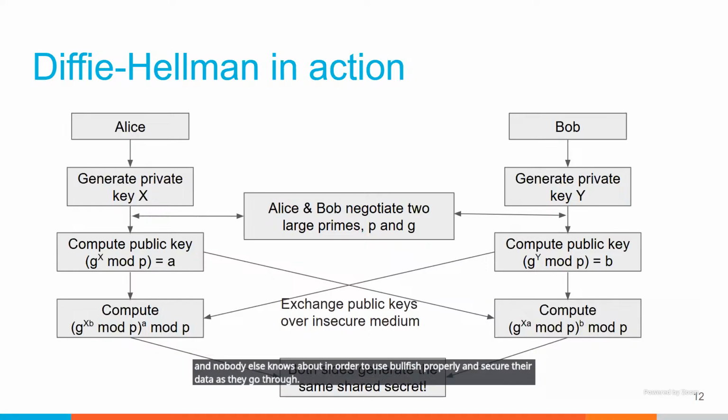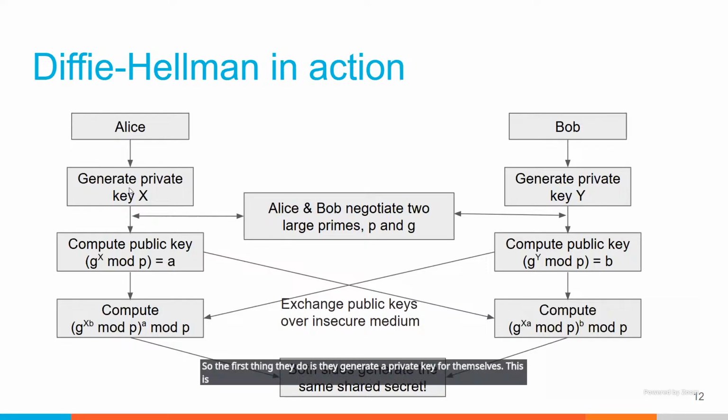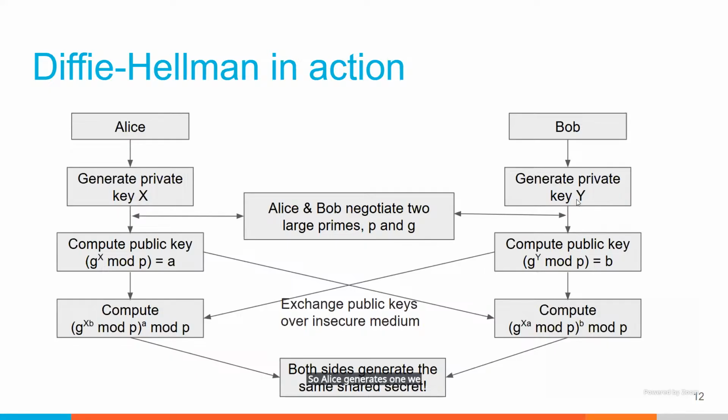So in order to come up with that symmetrical key value, they're going to go through a little bit of a handshake exchange. The first thing they do is generate a private key for themselves. This is done on their system. It's not transmitted anywhere else. So Alice generates one we're going to call capital X. Bob generates one that we're going to call capital Y. So now they both have a private key value that is known only to them.